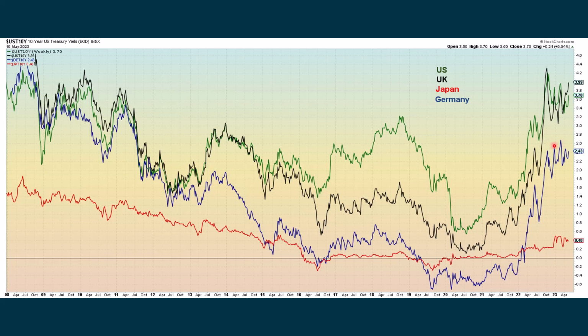Then internationally, we look at the US, the UK, and Germany, and they're starting to turn back up with their rates. Japan is its own little story that we're keeping an eye on, and their interest rates still remain low.